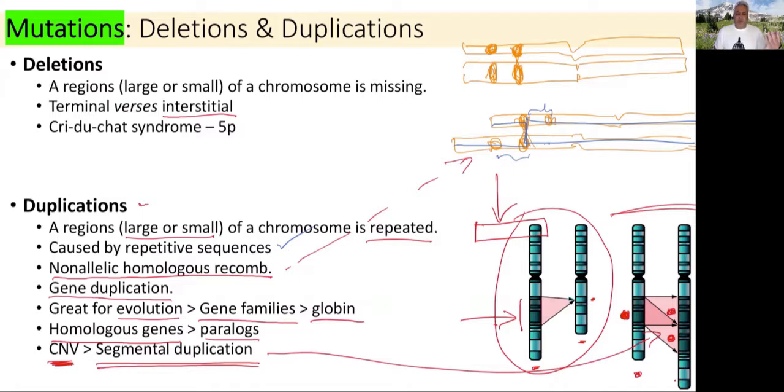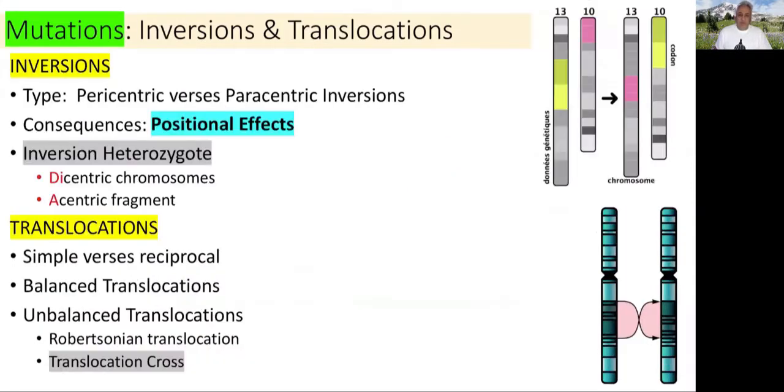A segment of the chromosome has been duplicated. So hopefully all these terms make sense to you. Let's move on and rapidly look at their cousins, inversions and translocations. So let's start with inversions.